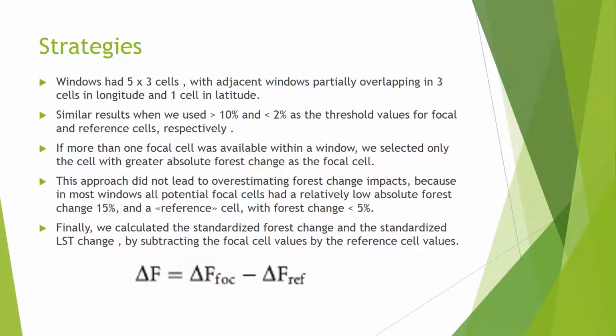So mainly, as you see, 5x3 cells have the adjacent window partially overlapping 3 cells in longitude, and then it will have some kind of latitude which I'm going to check with this similar calculation. My strategy was to get at least 100 to 150 images, and then count the temperature change during this time, as well as how the deforestation has happened. So that was the main strategy which I used in this project.